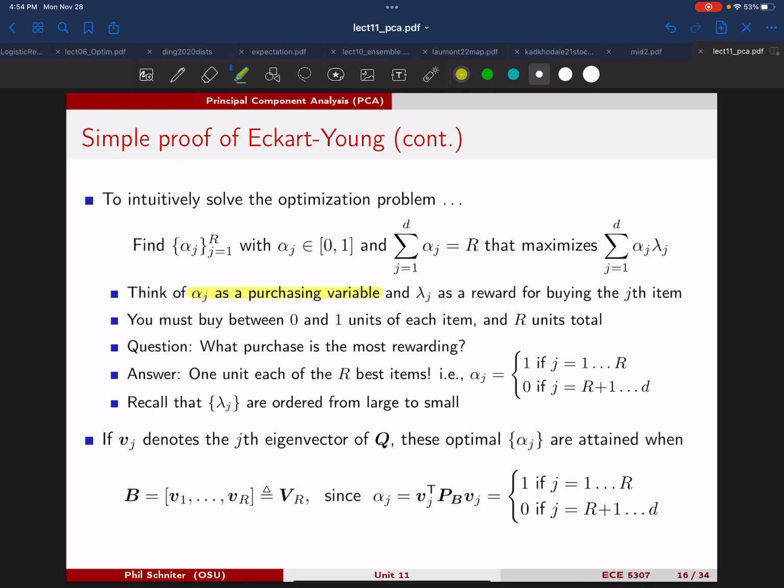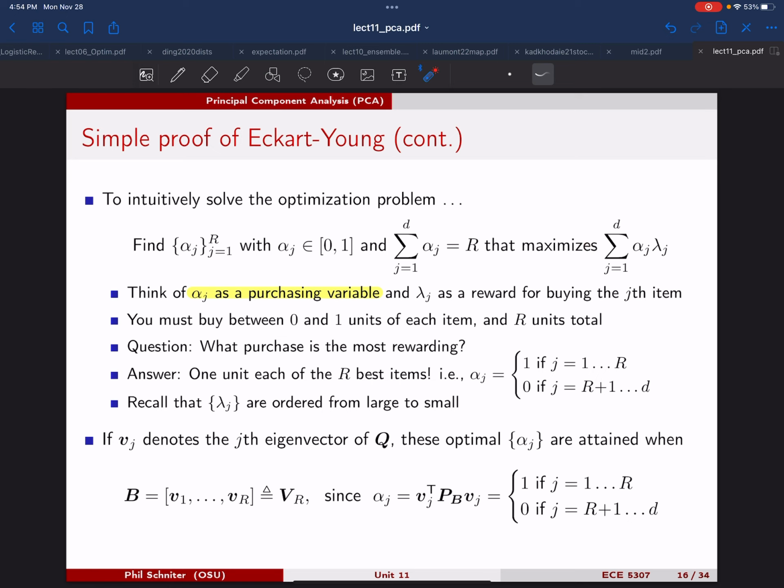So your objective is to choose how much of each unit you buy. You have to buy a total of R units. So when you sum all your alpha j's, it has to sum up to R. So total of R units. And you want to maximize this.